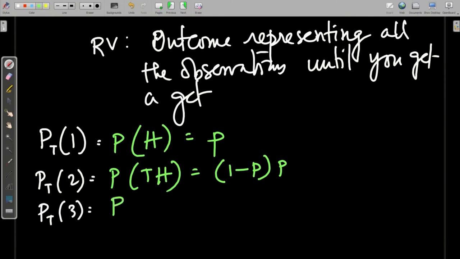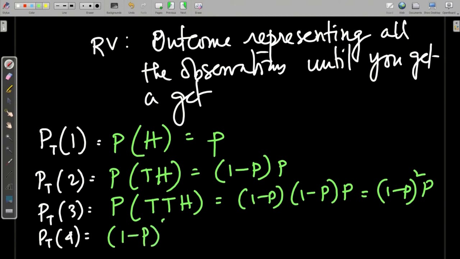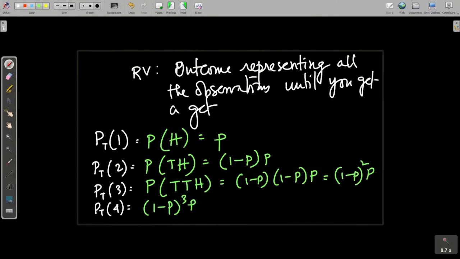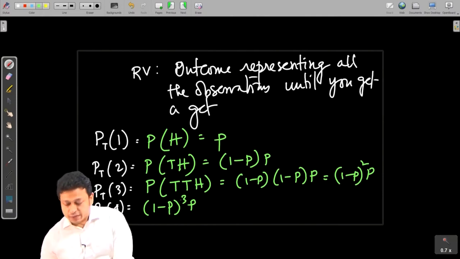So, let us say in the third trial you see that there are 2 tails and 1 head, and you basically have (1 minus p) into p, or basically you can write (1 minus p) square into p. In the next trial you will have t is equal to 4, and the value is going to be, following the same logic, (1 minus p) cube into p, okay.